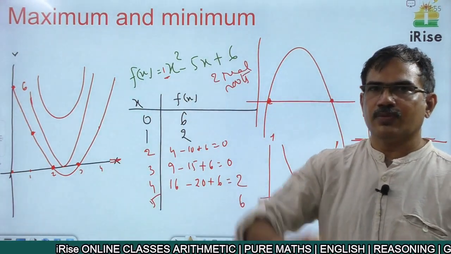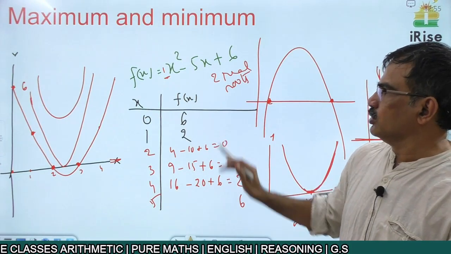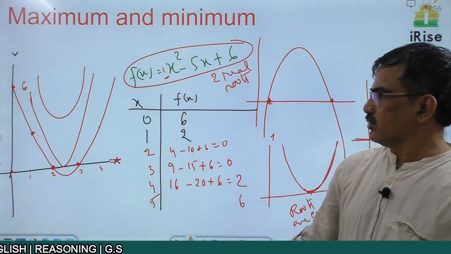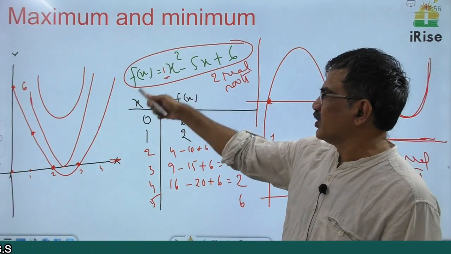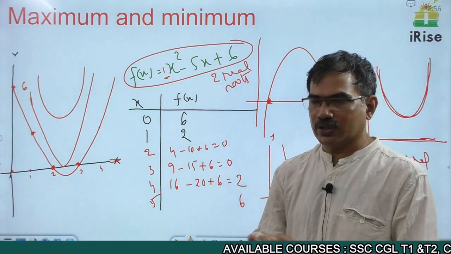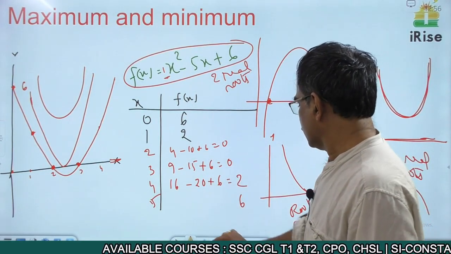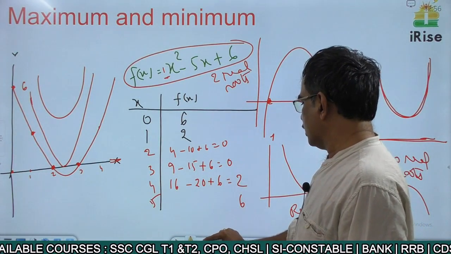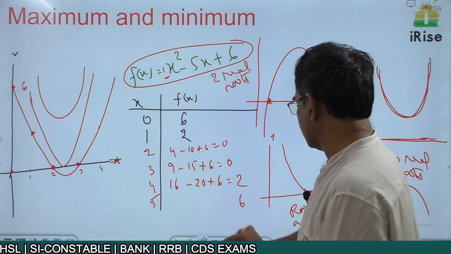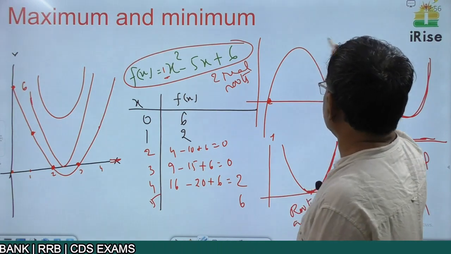Similarly, upward curves. So, how to get this curve? This is a curve where the coefficient of x square is positive, and for a curve where the coefficient of x square is negative, it is the opposite. Next, then what about the maximum and minimum of these curves? Maximum and minimum of these curves.